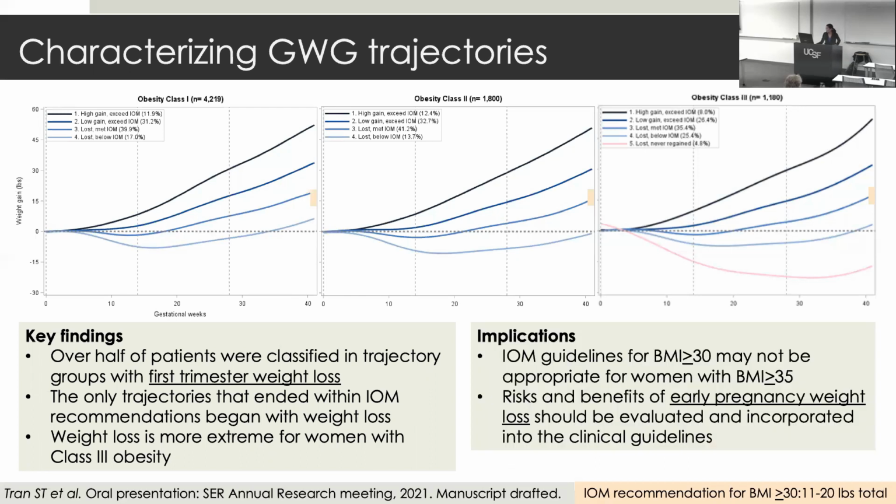Okay, so in terms of implications, the IOM guidelines for BMI over 30 may not be appropriate for women with BMIs over 35. And really importantly, the risks and benefits of early pregnancy weight loss should be evaluated and incorporated into the clinical guidelines. Okay, so this is just one of the first steps that we've taken, focusing on our exposure of interest, gestational weight gain.